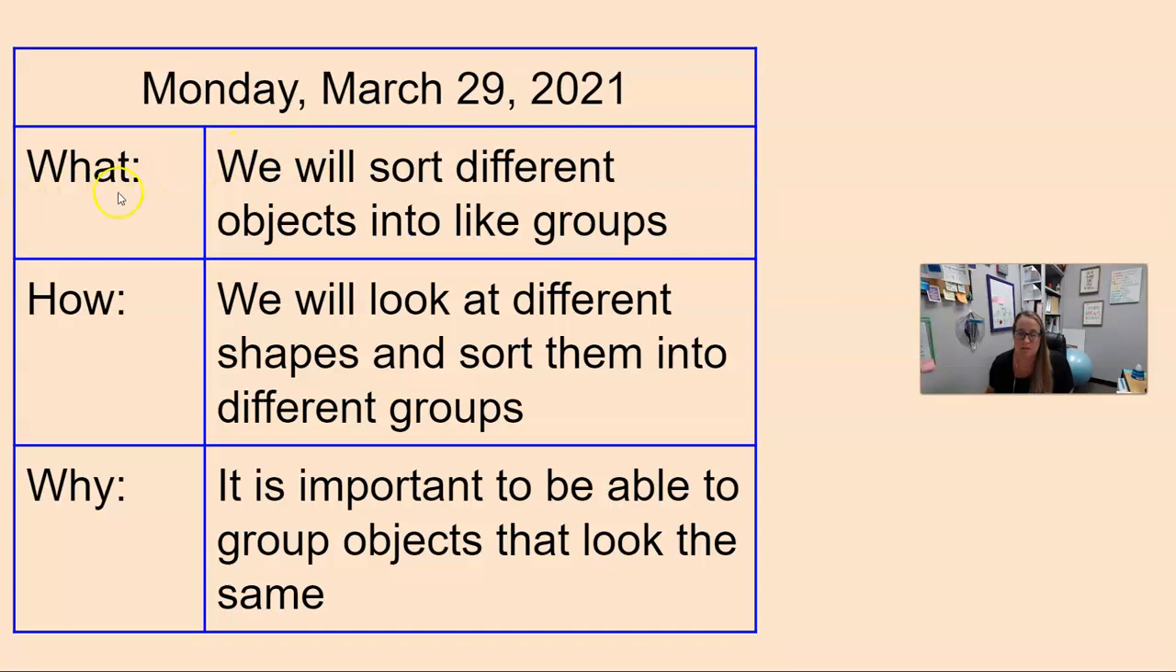Today, what are we going to do? Well, we will sort different objects into like groups. How are we going to do this? We will look at different shapes and sort them into different groups. I'm excited. Why are we going to do this? Well, it's important to be able to group objects that look the same. Are you ready? I hope so.